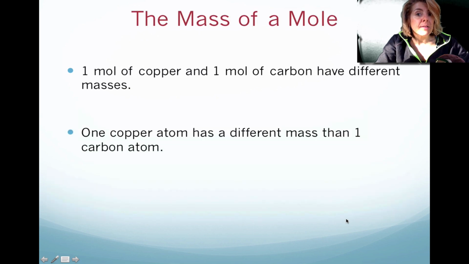Okay, mass of a mole. So we could actually determine the mass of 1 mole of copper or 1 mole of carbon. Please remember that elements have different sizes. They also have different masses. And if you were to compare the two, because copper is a bigger atom, its mass should be bigger.